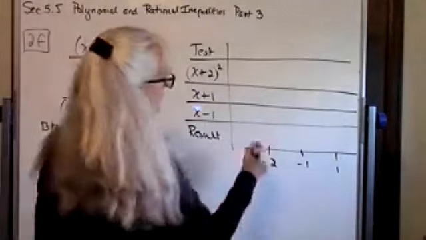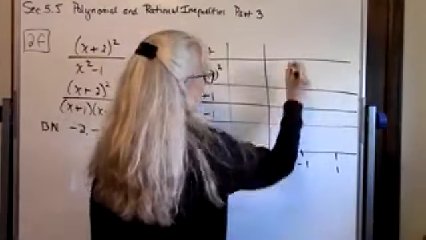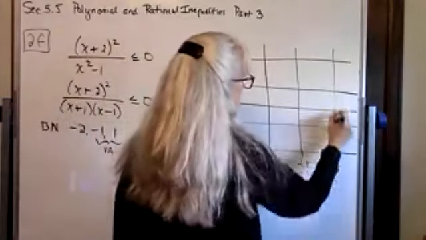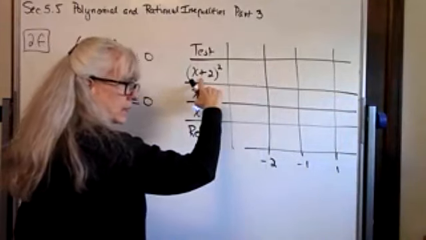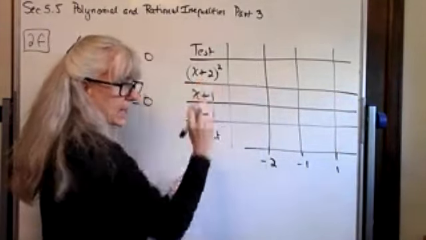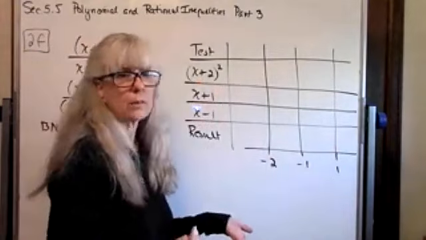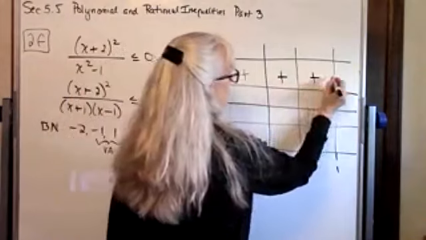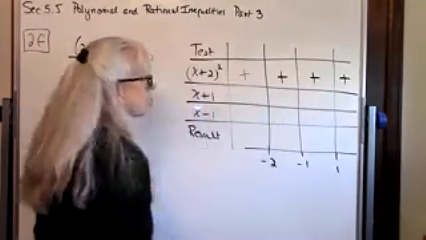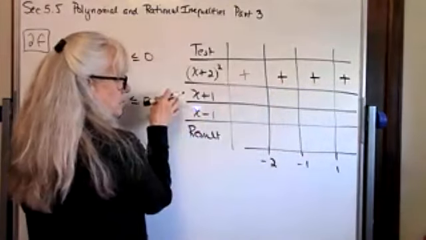Okay, so now we need to pick numbers in each of those regions and see what happens. You know what? Let's make it a little bit easier on us. Does it really matter what number I plug in for this factor? When I plug in any value for x and square it, it will always be positive. So it doesn't matter what number we use. This line is always going to be positive. So that's kind of nice. So really, we're just plugging into the factors from the denominator.